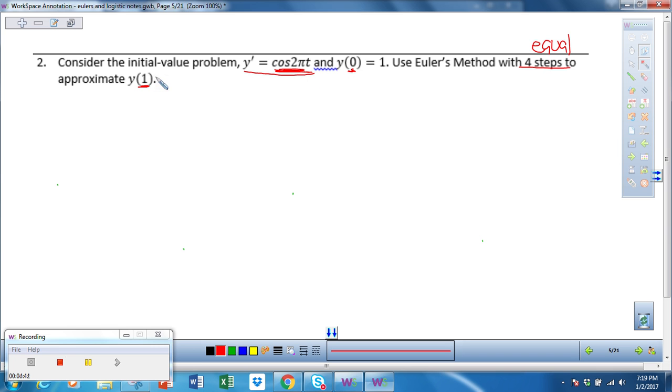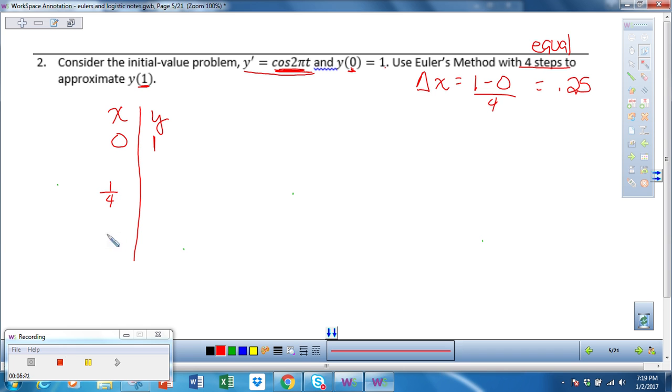And I want to go from 0 to 1 in 4 steps. So what should my delta x be? One way to do it is to say 1 minus 0 over 4. So that gives me a step of 0.25 or a fourth. So I start with my x values or t values and my y values, and I'm starting at 0, 1, because my initial condition is x is 0, y is 1, and I'm increasing that by a fourth each time.